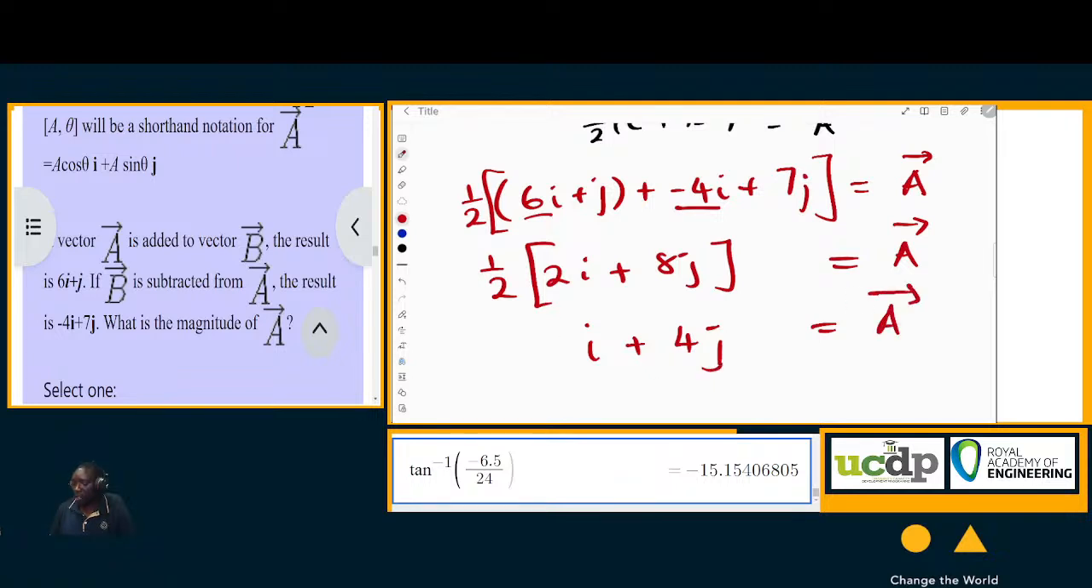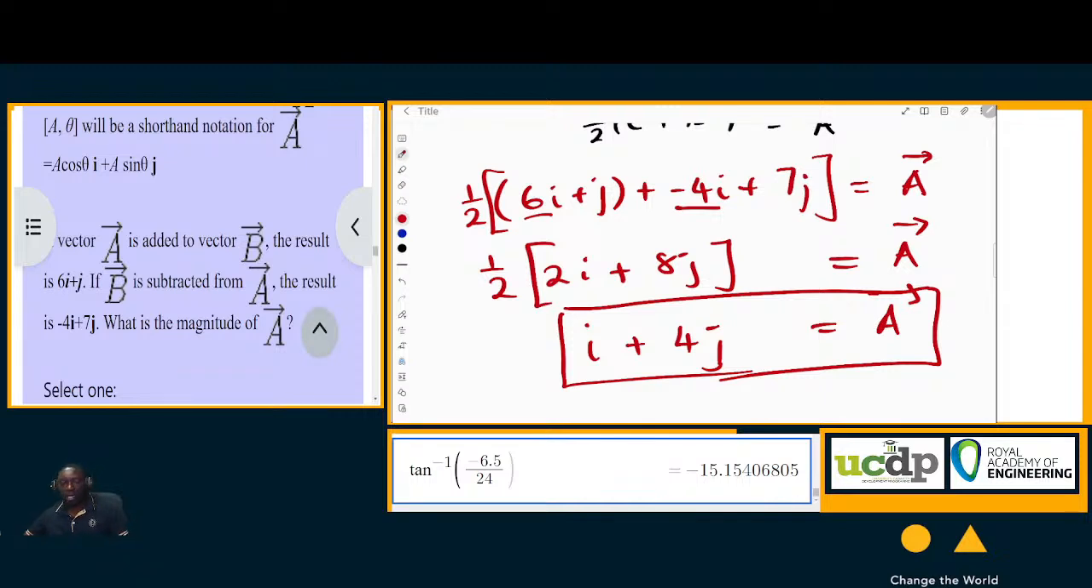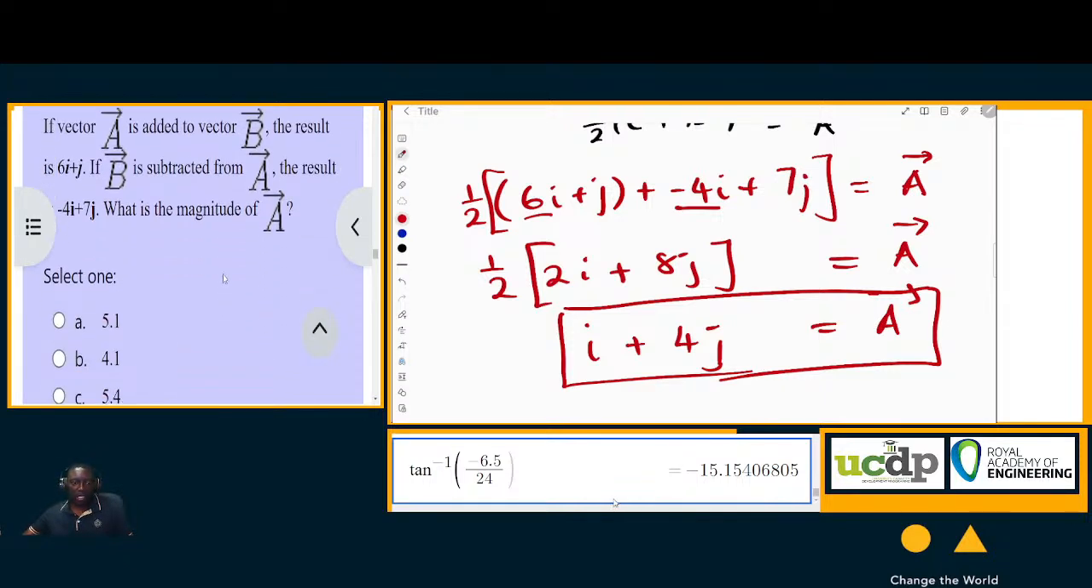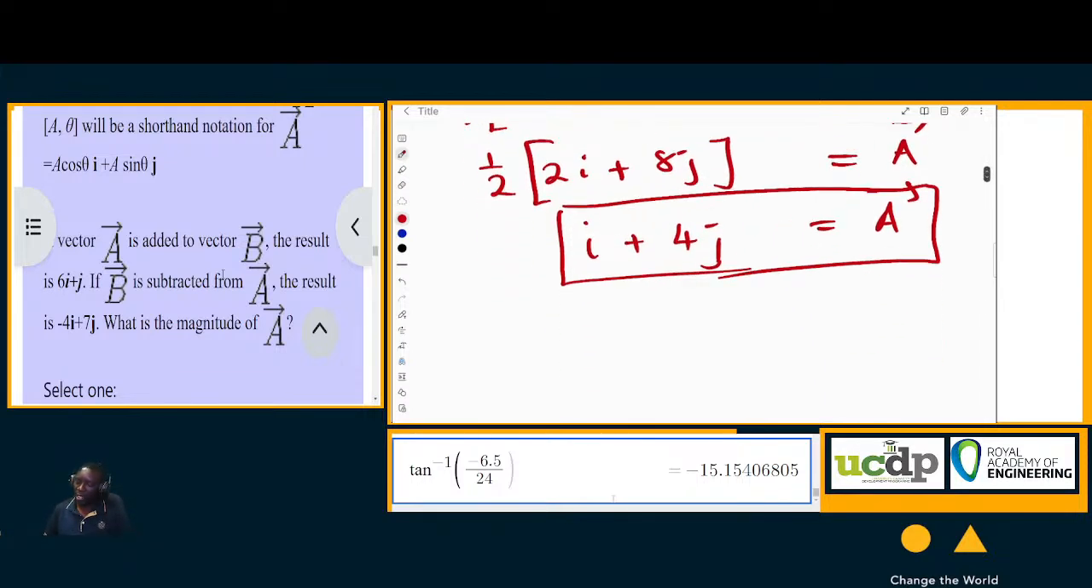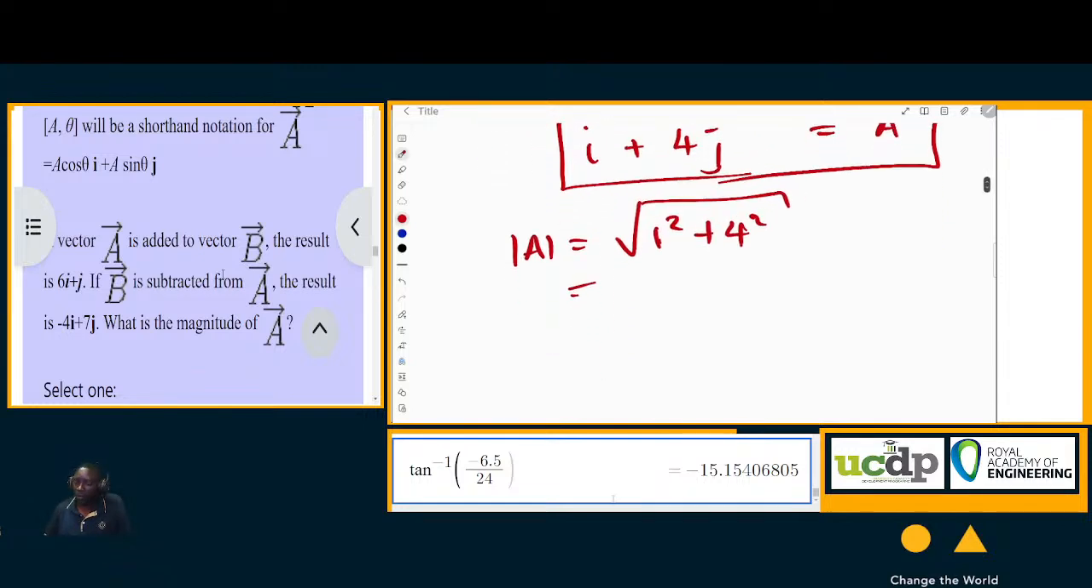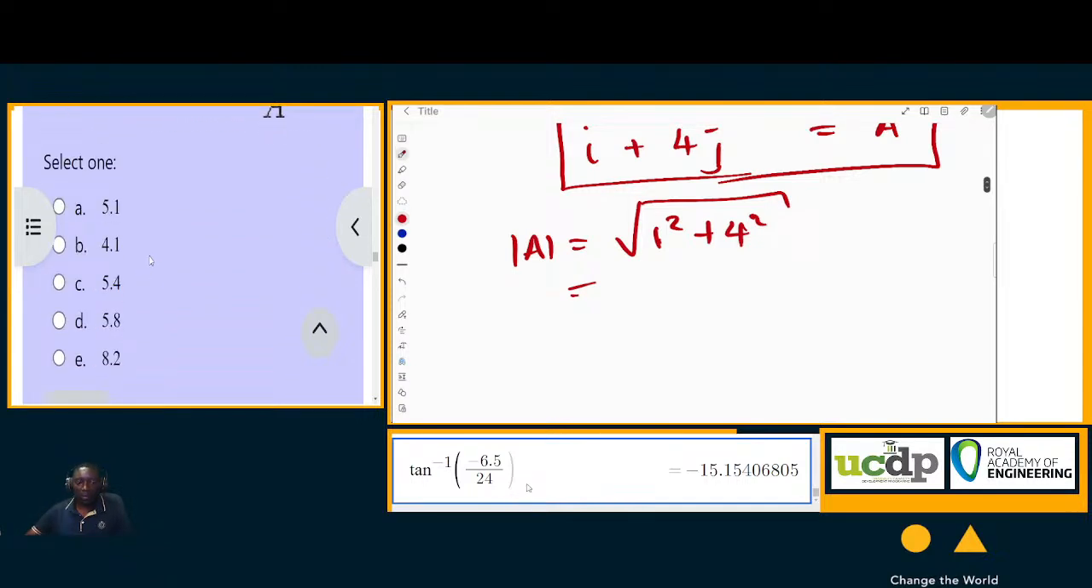So this is vector a as requested by the question. Then the question says, what is the magnitude of this vector? The magnitude of a equals the root of 1 squared plus 4 squared. And that's root of 5. That will not be the root of 5, actually, sorry. Why did I say 5? It's 1 plus 16, so the root of 17.